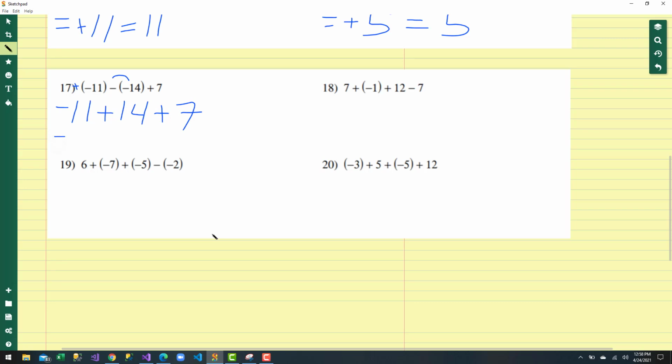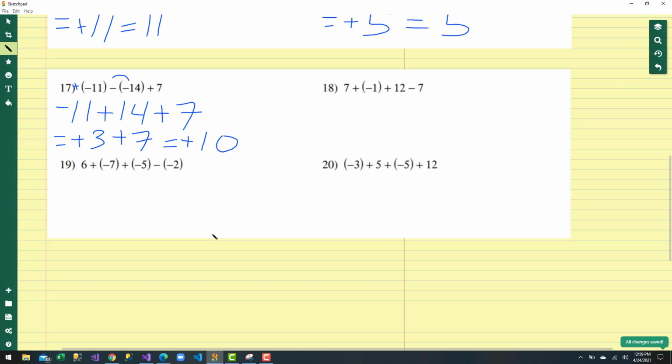Okay, one step at a time, right? So look at the negative 11 and positive 14. Ignore the plus 7 for now. Negative 11, positive 14. Opposite signs, what do we do? Well, we subtract. So 14 minus 11 is 3. And keep the sign of the larger number, which is plus. 14 is bigger than 11. Copy the plus 7. Next step. Oh, now we have same sign, right? We're adding two numbers. So 3 plus 7 is 10. Add the numbers and copy the sign. Done. Positive 10 is the answer.